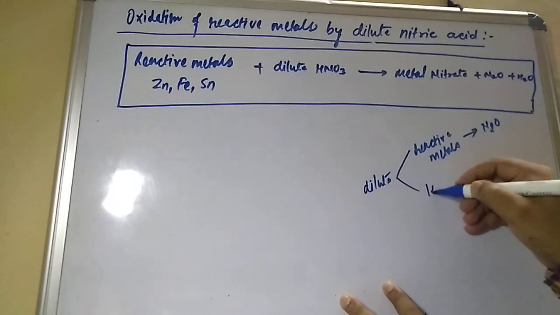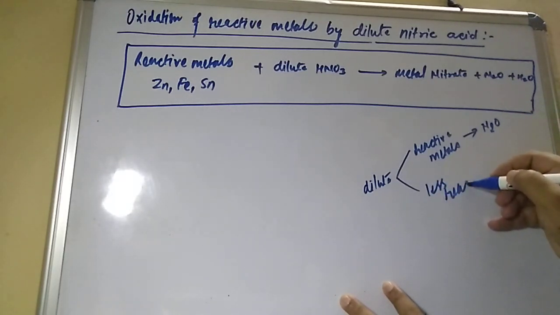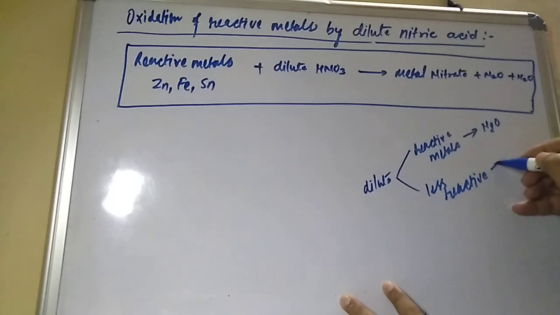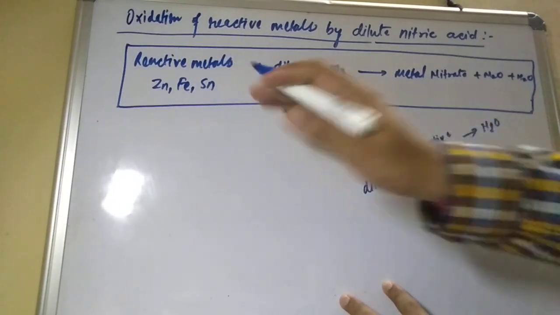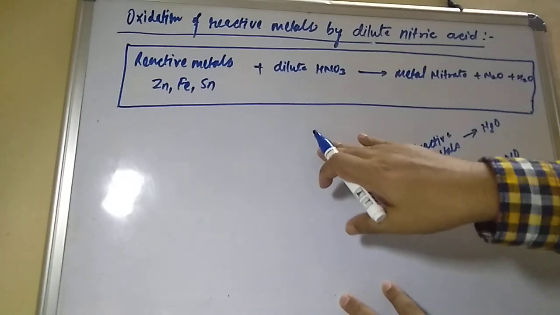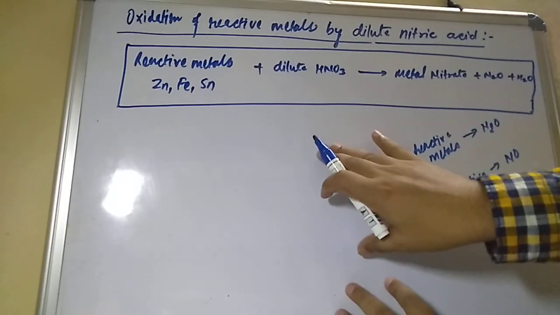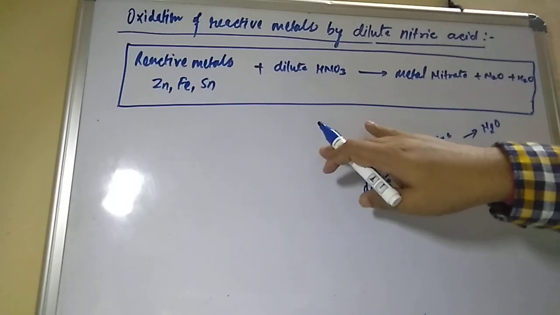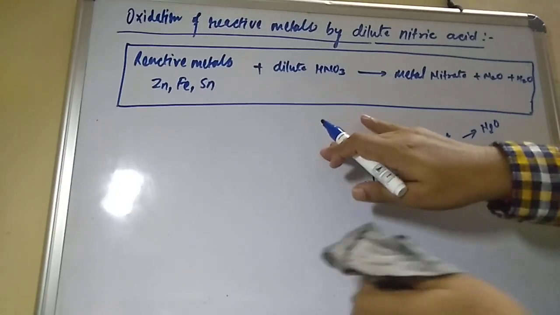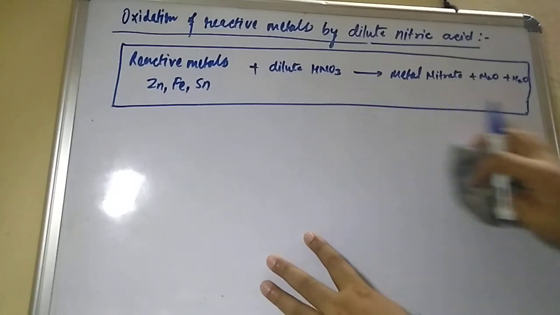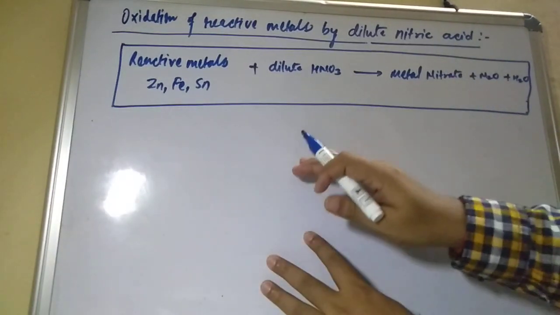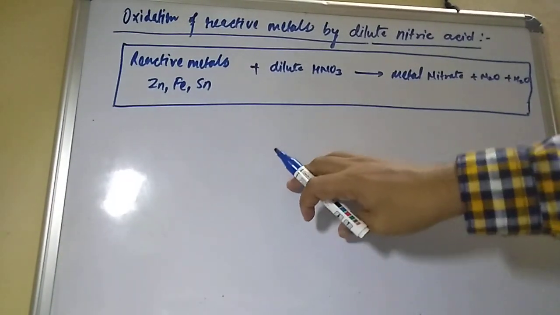And if a less reactive metal is there, it will give metal nitrates plus nitric oxide. These things we have to keep in mind. Now this heading is about the reactive metals like zinc, iron, or Sn, tin. If you are treating them with dilute nitric acid, what compounds are you going to get? That is what we are going to study through the balanced equations.